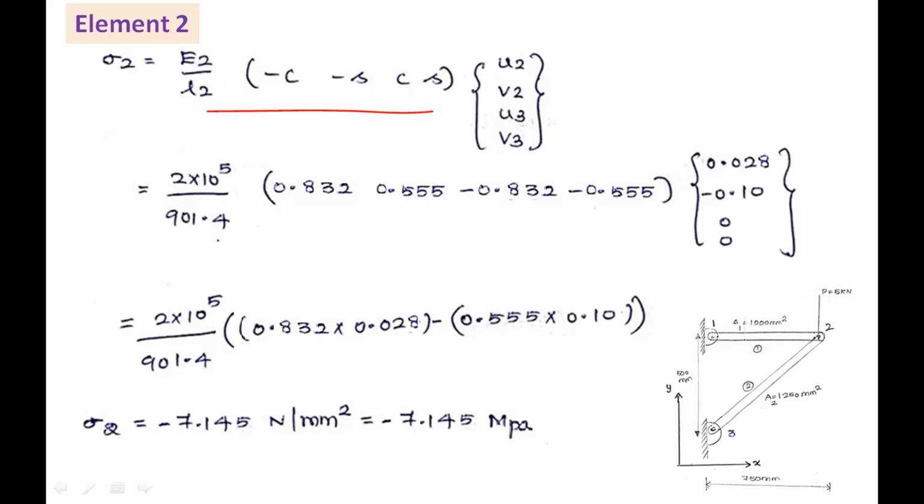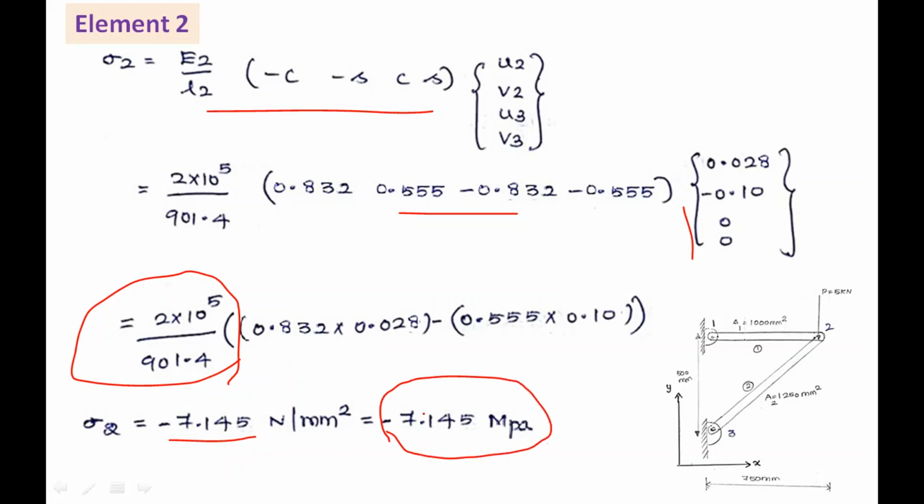Now E2 is 2 into 10 power 5, L2 is 901.4, then minus C value 0.832, then minus S 0.555, minus 0.832, minus 0.555, and U2 is 0.08, V2 is 0.1, and U3, V3 are 0. So multiply this row matrix and the column matrix and multiply with this constant. Finally we are getting sigma 2 as minus 7.145 Newton per mm square. The minus sign indicates compressive stress.